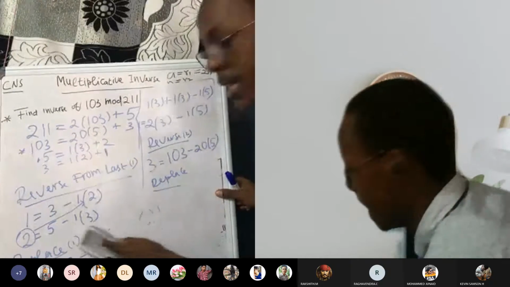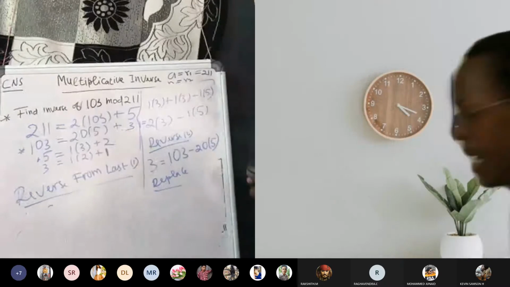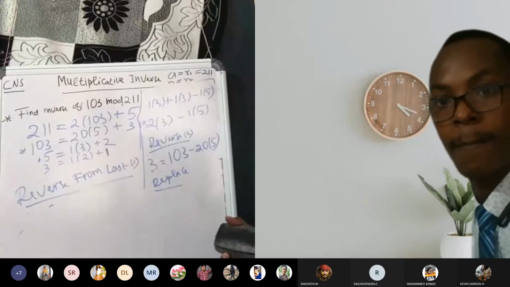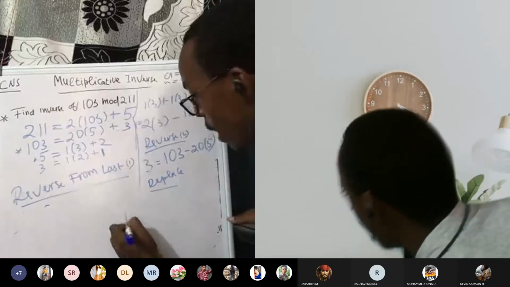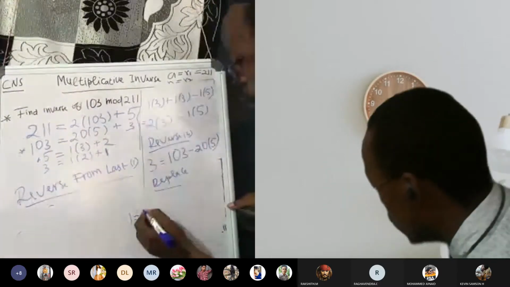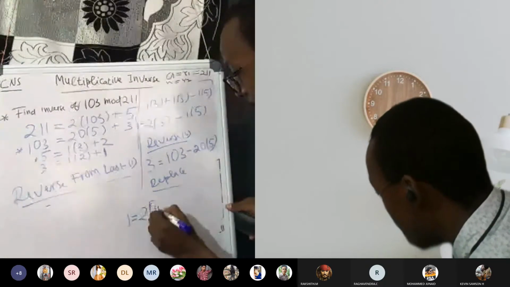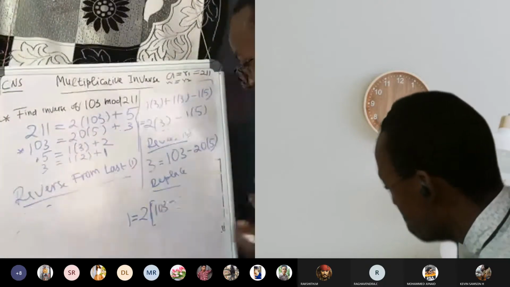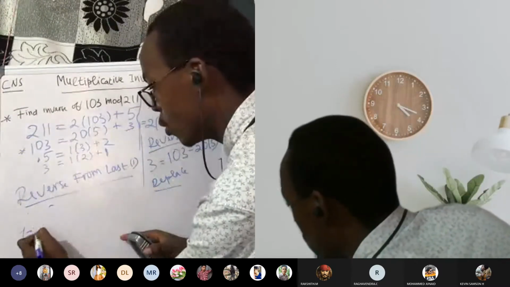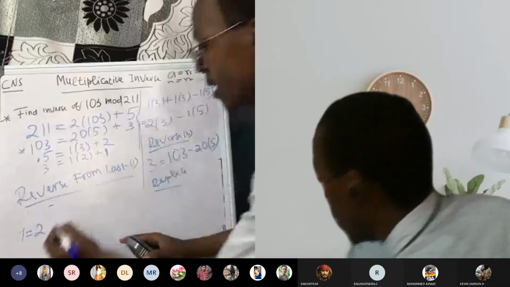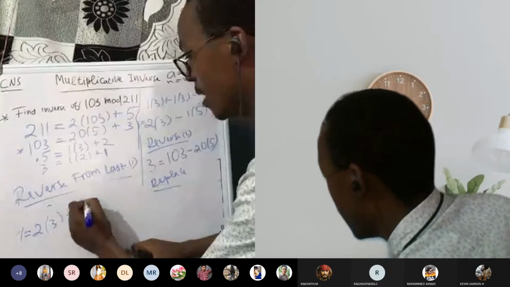Let me erase this side. Because I have it there. Now replace one is equal to what? One is equal to two. What is the value of three? 393 minus, let me keep it there so you can see clearly. So here one is equal to two, the value of one. Okay, two, three, minus one, five.